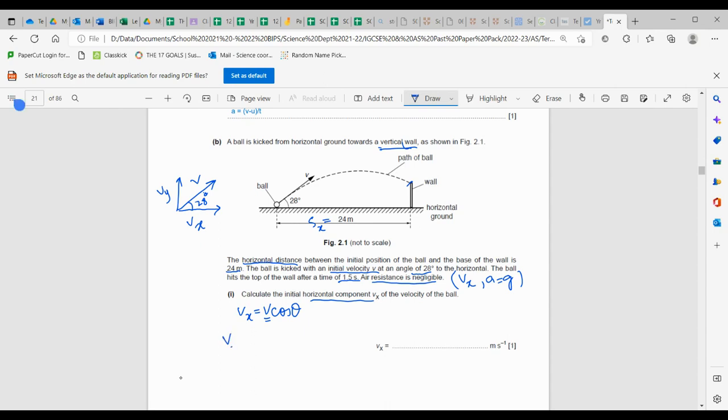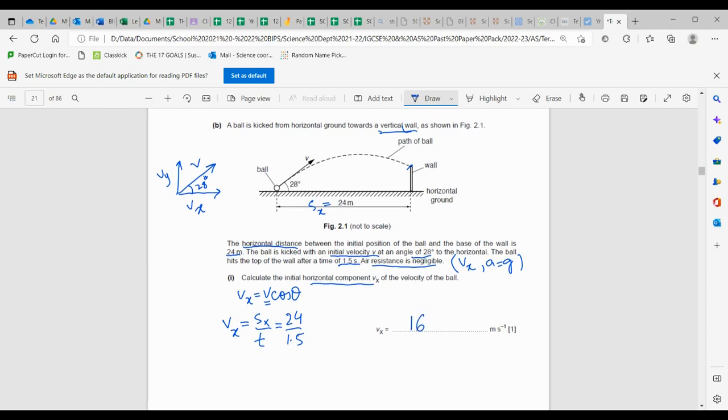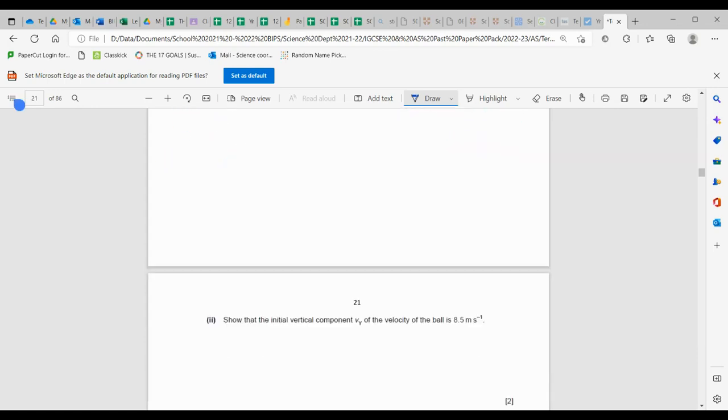We can use the basic definition of velocity, which is rate of change of displacement, because this is a case of uniform velocity. So velocity equals total displacement over total time. We have been already given the horizontal displacement, which is 24. We already know the total time of motion, which is 1.5 seconds. So that will give us a value in meters per second. That becomes our horizontal velocity.